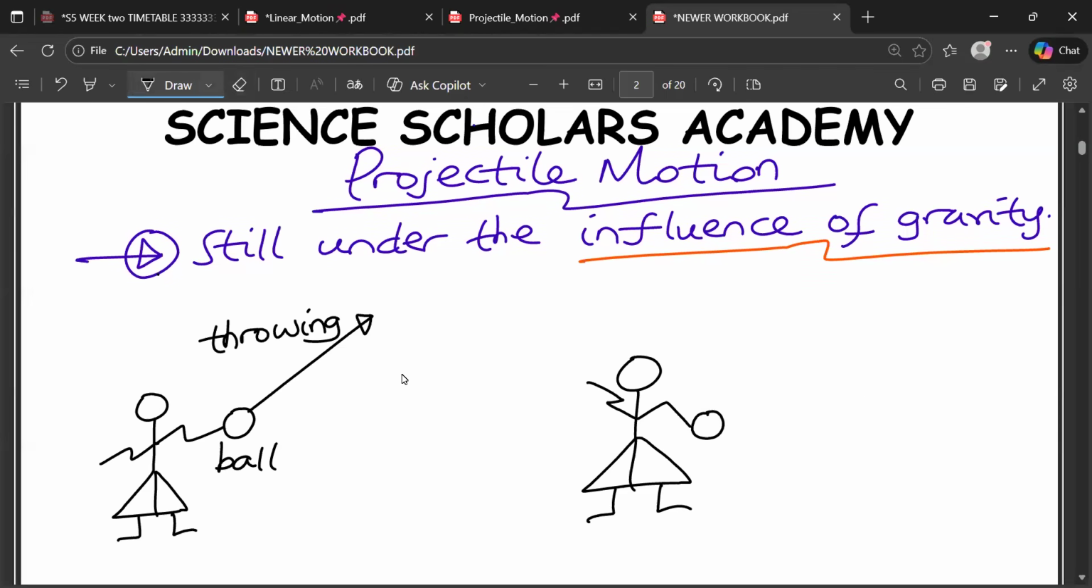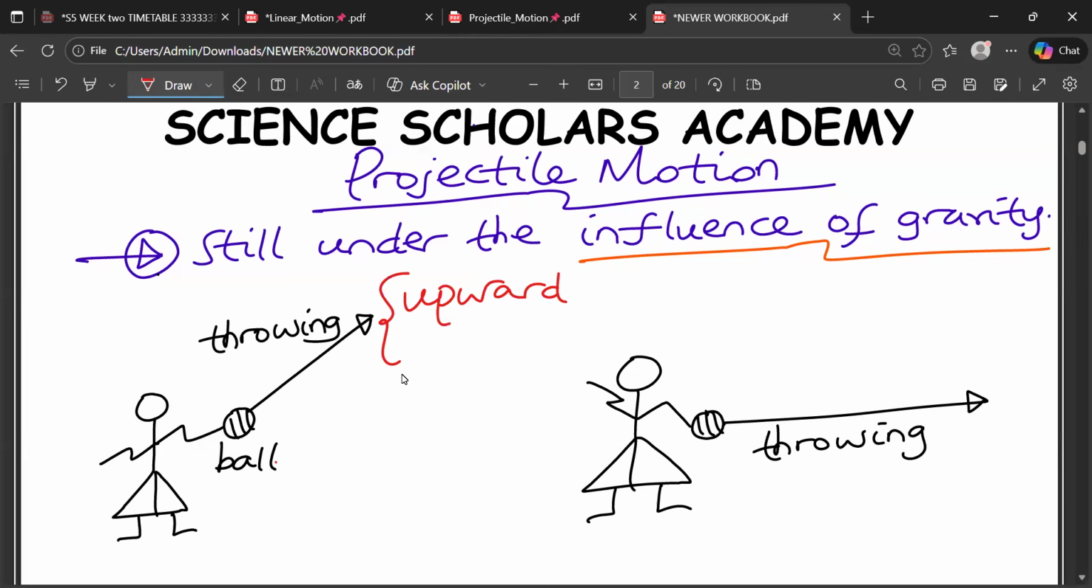I don't know if people see this. Are you seeing that? This is all throwing. I think you can see how those people are placing their hands. Someone can decide to throw the ball like that. So what this person is doing is projecting the ball upwards. This is what I can call upward projection. So for that first case, our person is projecting the ball upwards.